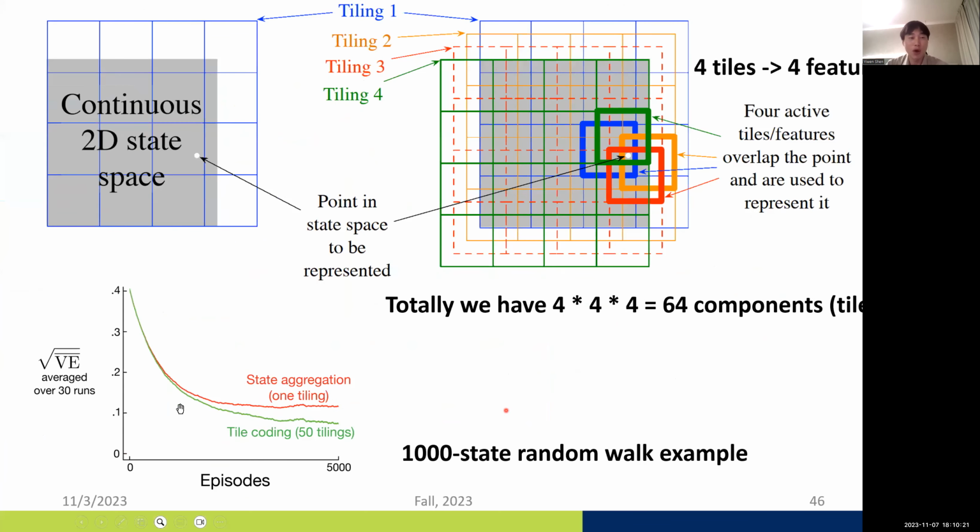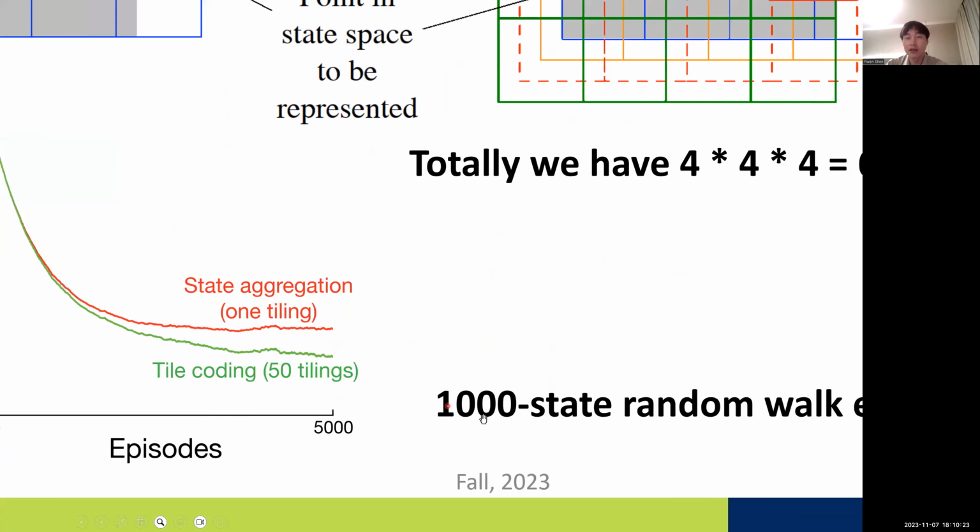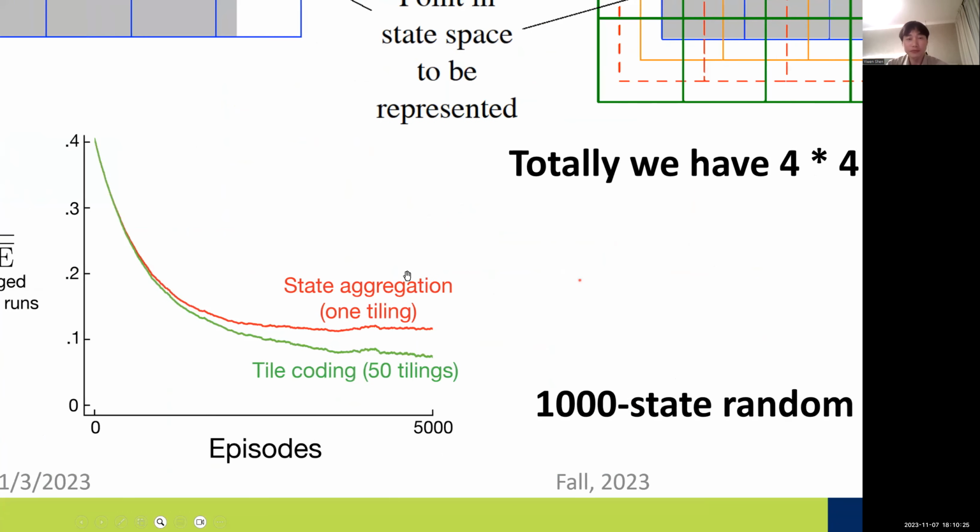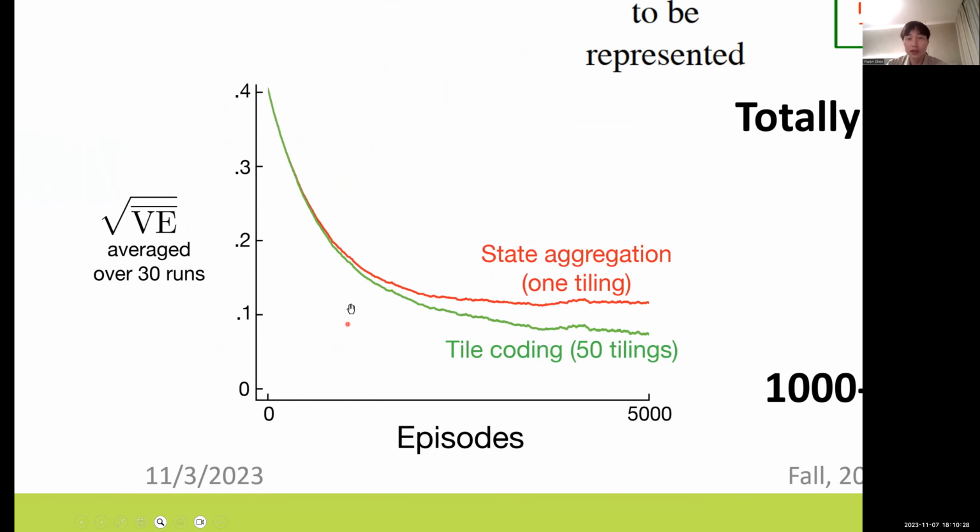Similarly, if we run this 1000-state random walk example we looked at before, if you run it enough, comparing state aggregation and tile coding, obviously we see that tile coding has a better performance. Okay.